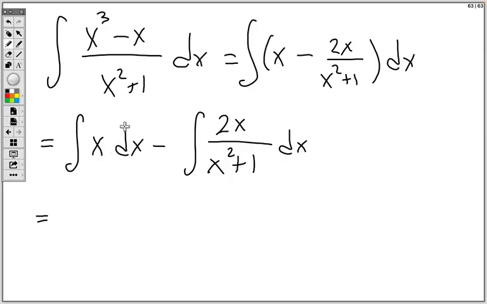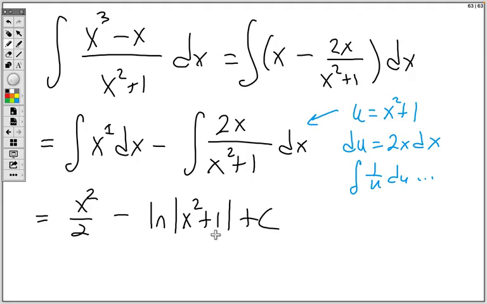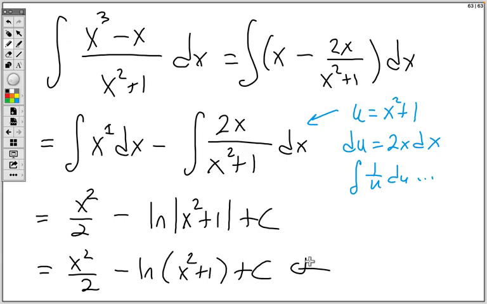The first integral we can handle using the power rule again. That's an x to the first power. So x squared over 2 minus, and you may need to use a u substitution, or you may recognize how this will fall out. You could let u equal x squared plus 1, so that your du is 2x dx. This gets you to a 1 over u du form, which is a natural log form. So this would integrate out to natural log absolute value x squared plus 1 plus c. But since the x squared plus 1 is always positive, we don't really need those absolute values in there. And we can write it like that.